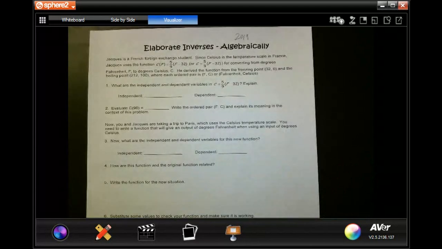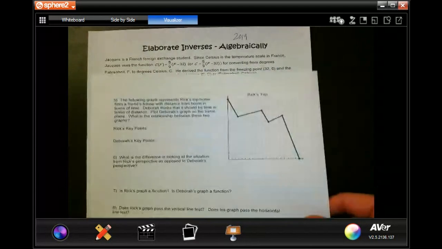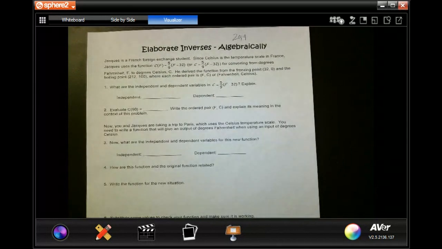Now, let's look at inverses algebraically. I'll ask you to finish this at the end. I want to touch on inverses algebraically because this is most of the work we're going to do. So we've got Jacques, our friend Jack here, a French foreign exchange student, switching between Celsius and Fahrenheit. Why don't you guys tell me what's the independent and dependent variable based on this equation here?